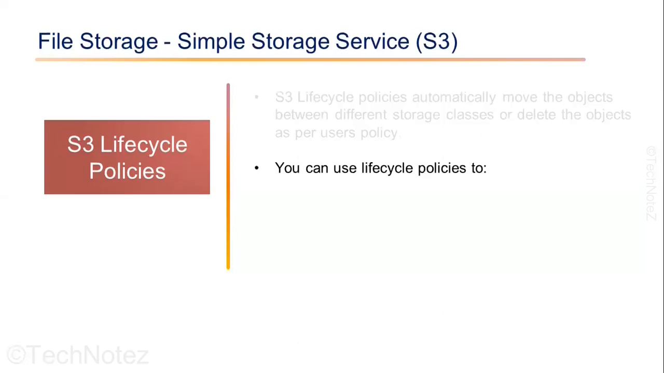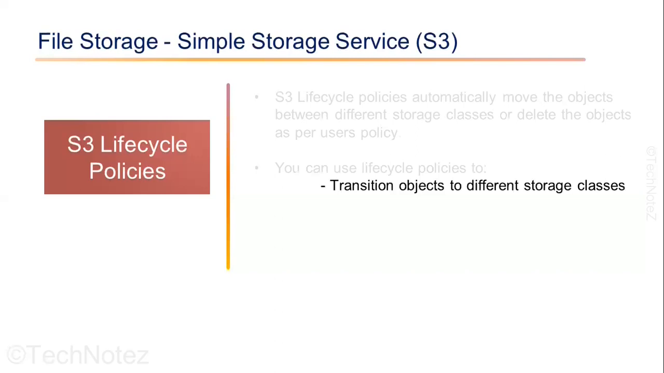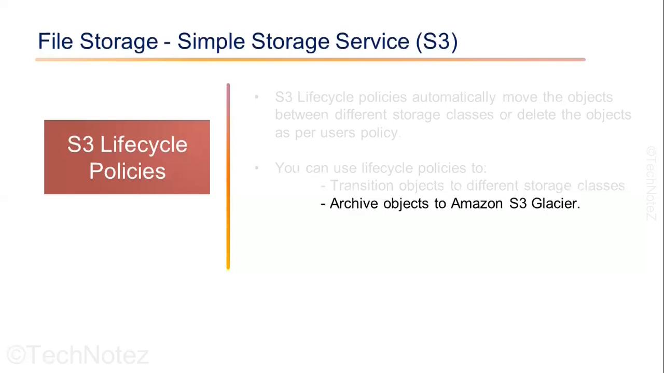You can use lifecycle policies to transition objects to different storage classes. For example, moving data from S3 Standard storage to S3 Infrequent Access after 30 days. Archive objects to Amazon S3 Glacier. For example, moving data that has not been accessed for 60 days to Amazon S3 Glacier. Permanently delete objects. For example, deleting data that hasn't been accessed for 1 year. You can also set up different rules for different prefixes or object tags so that you can target specific groups of objects within a bucket.